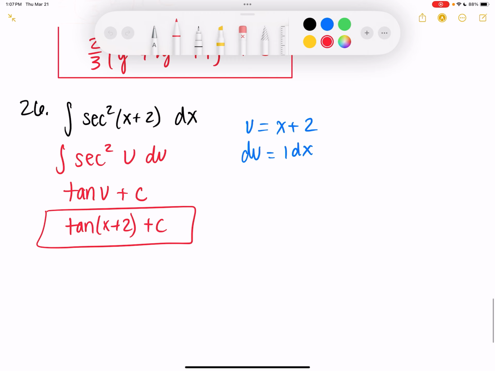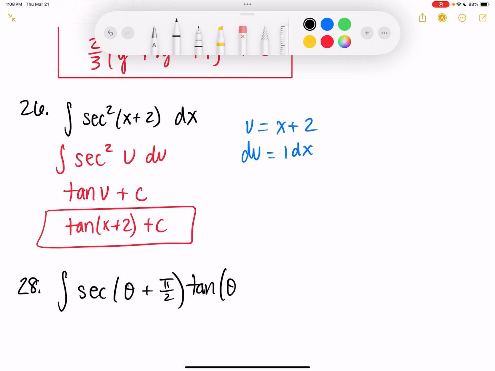All right, so we did 26 yesterday, which was the first one that we had to figure out ourselves. So we're just going to keep working down through them. 28 is the integral of secant of theta plus pi over 2, tangent of theta plus pi over 2, d theta.